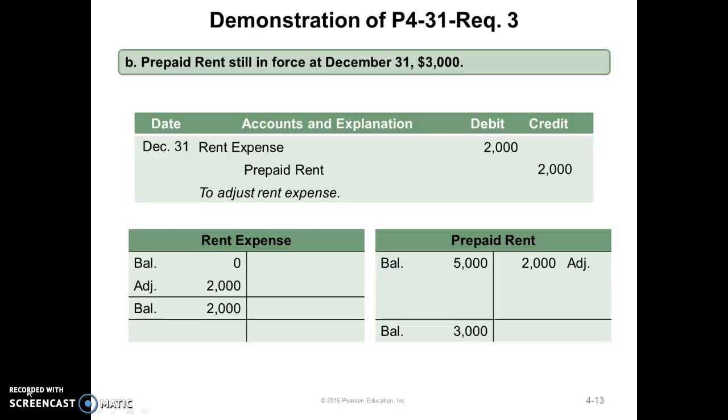B, prepaid rent still in force, $3,000. We know the beginning balance; look at the prepaid rent. It was $5,000, with $2,000 of expense, basically. So we're reducing that prepaid rent asset to $3,000, because at the end of the year the only prepaid amount left over is $3,000, since we've utilized $2,000 of it, and that is why we now have $2,000 of rent expense.